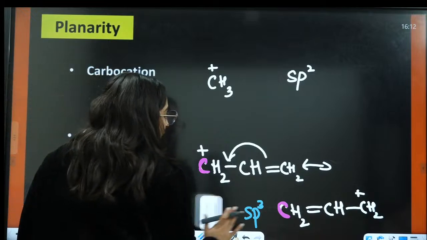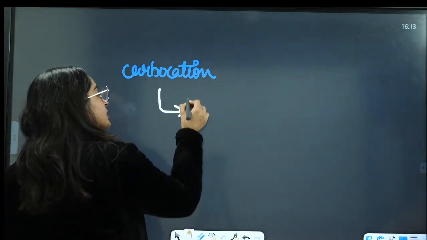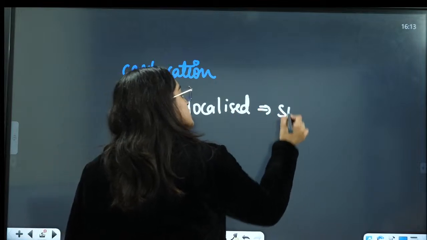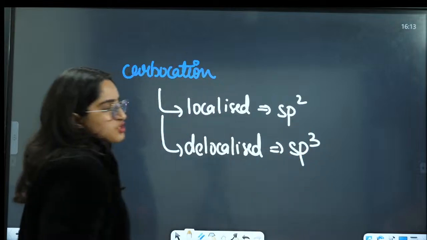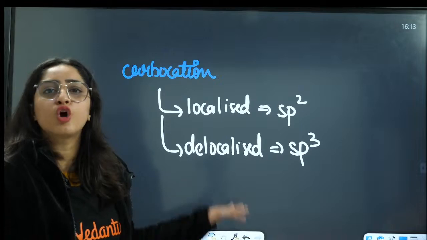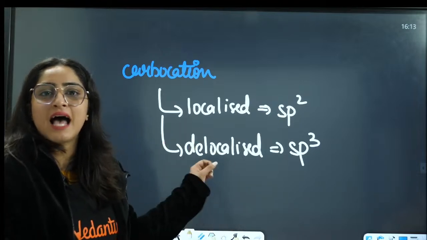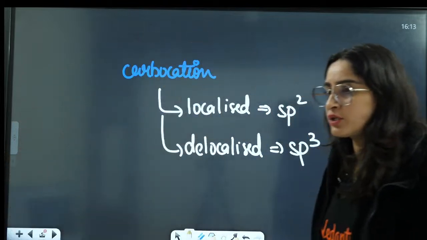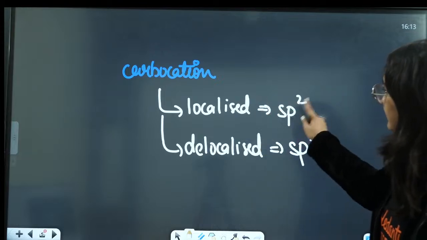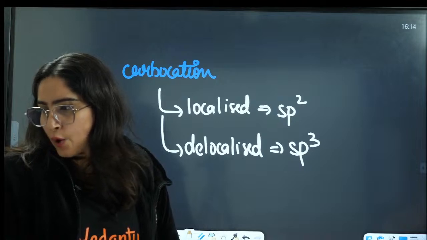So mark my words, write it down here. For carbocation, if the positive charge is localized, then there will be sp2 hybridization. And if it is delocalized, it will be sp3 hybridization. And sp3 hybridization is tetrahedral, which means it is not planar. So whenever the positive charge is delocalized, in resonance, it has sp3 hybridization, so it won't be planar. Understood? If localized, sp2; if delocalized, sp3.